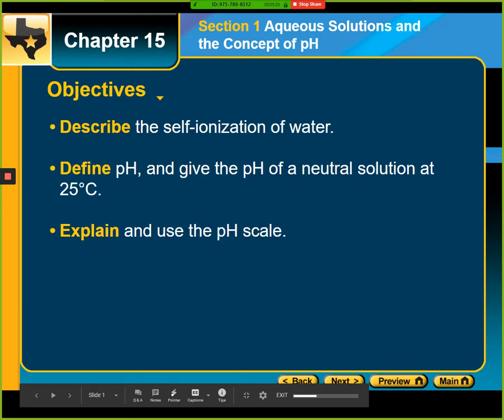We're going to talk about water and how it self-ionizes. We're not going to spend a lot of time at that, but I'm going to spend some time explaining how the pH scale works, talking about how to do calculations involving pH, and also hydronium and hydroxide concentrations. We're going to be talking about what those are and how to use them.